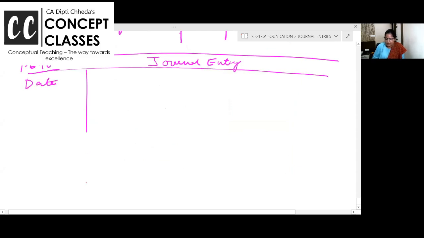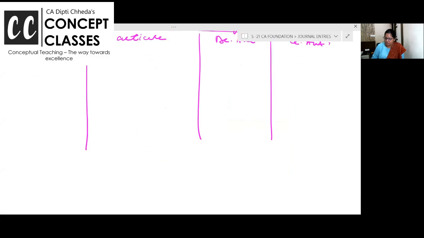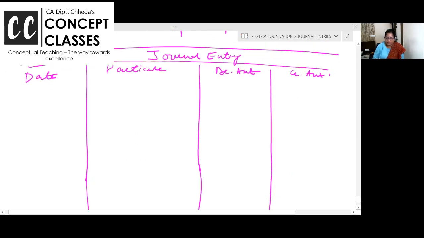Date, particulars, debit amount, credit amount. Okay? Chalo, let us start. Date, particulars, debit amount, credit amount. First one: he started a business. I've already explained this entry. 1st January, write it. Still, if you have doubt, ask me.